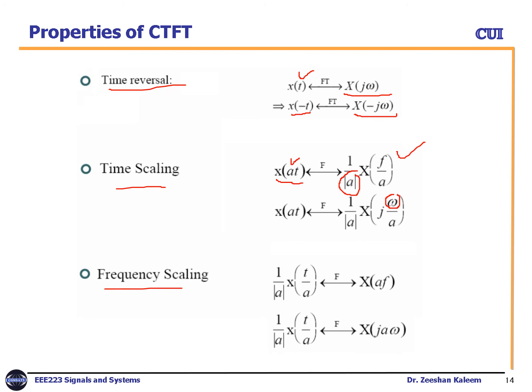The other property is frequency scaling. Whenever you scale the signal, like 1 over a x(t over a), in the Fourier domain you get X(a f). So whenever you multiply the signal with some scaling factor, in the frequency domain you have frequency scaling as well, and this is the omega domain. These two equations mean the same, but the writing is different. As I mentioned, there are some scaling factor issues because omega is equal to 2 pi f.